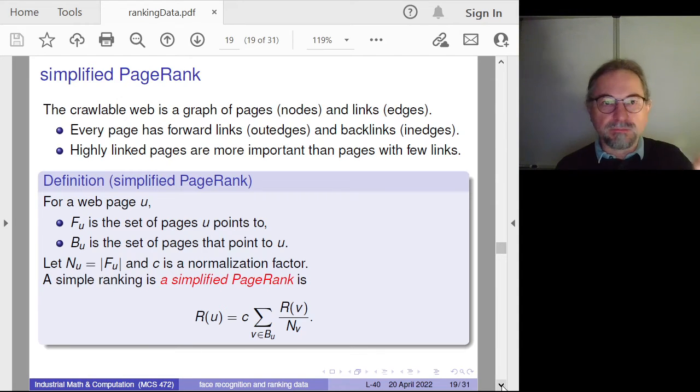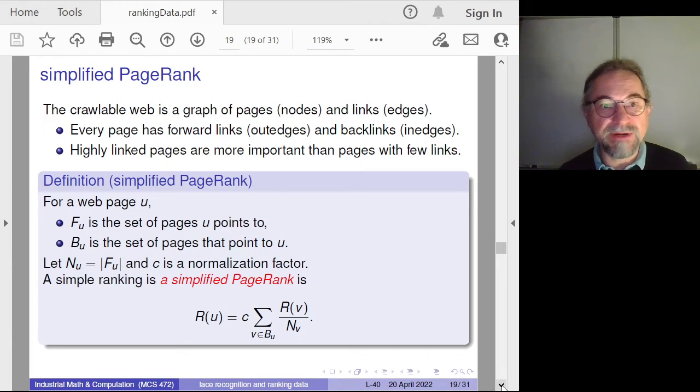So what is then the intuitive notion of when a page is more important than another? Well, you look at the connections. So it's a directed graph. Pages refer to other pages. So these are the out edges, the forward links, and there are also incoming edges, pages that are referring to a certain page. These are called the backlinks. So it is clear that pages that are highly linked are the most important pages. So one will use that criterion.